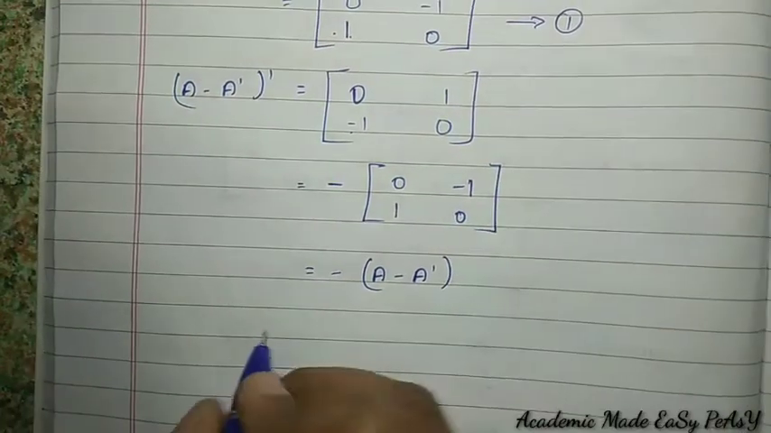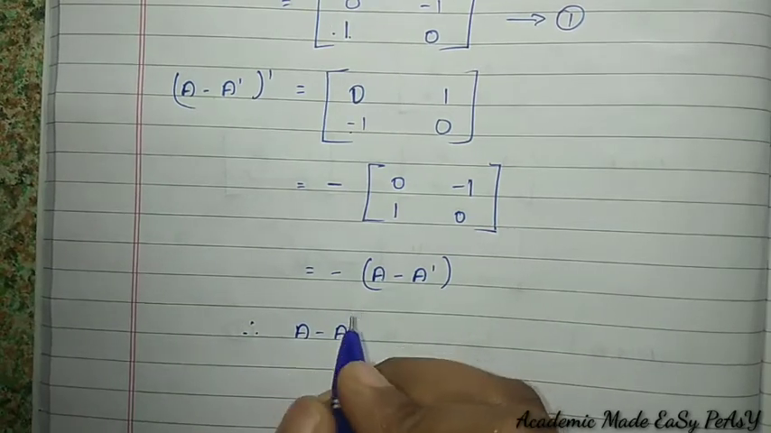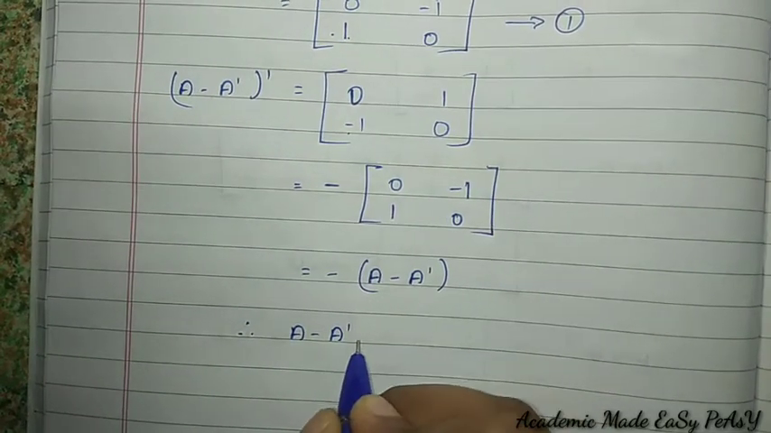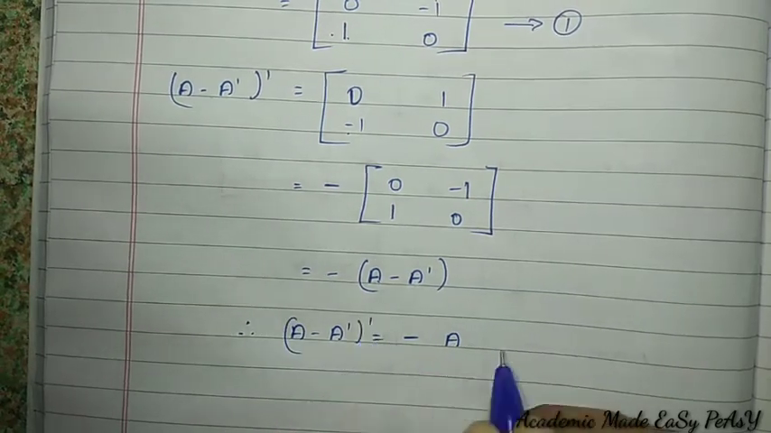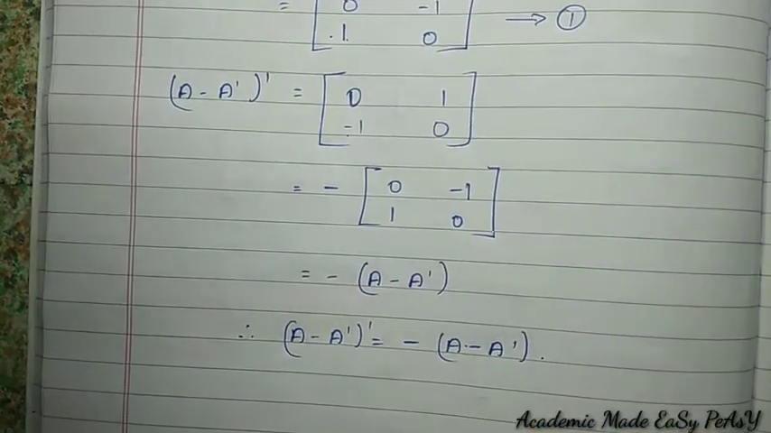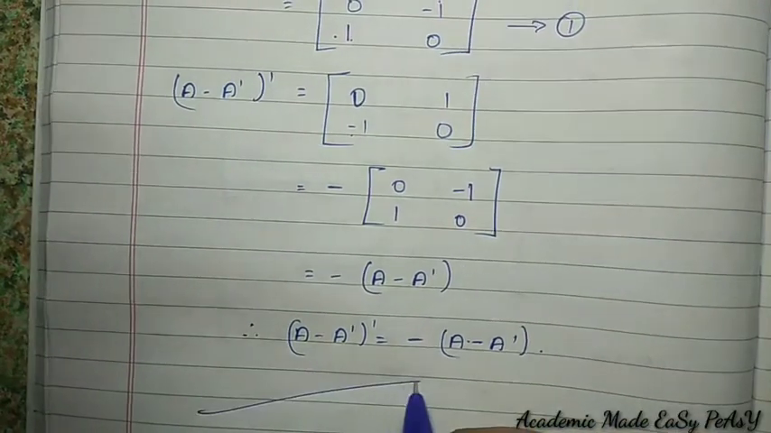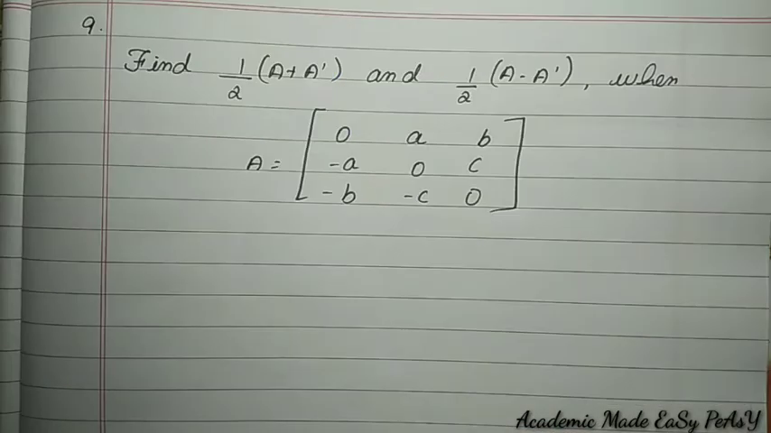Therefore, A minus A dash is equal to negative of the whole dash, which is equal to negative of A minus A dash. That's it. Hence verified. Therefore, it is skew symmetric.